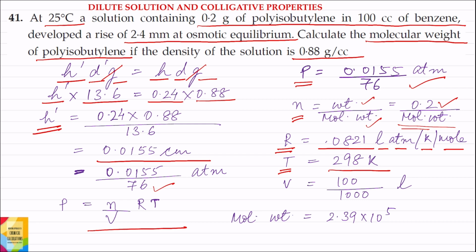So convert this volume of benzene into liters, that is volume of benzene is equal to 100 divided by 1000 liters. Now putting the values in the equation for the calculation of osmotic pressure, that is P is equal to n by V RT, let this be equation number 1, and solving, the molecular weight of the solute is equal to 2.39 into 10 to the power 5 gram per mole.